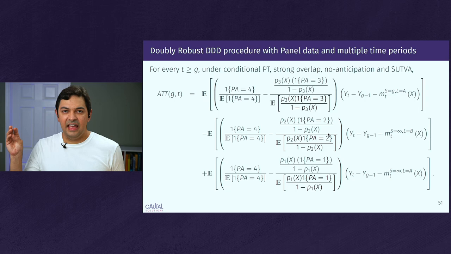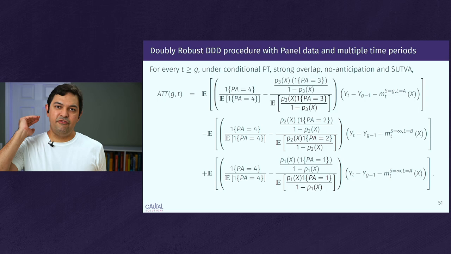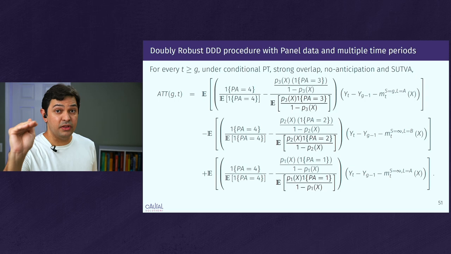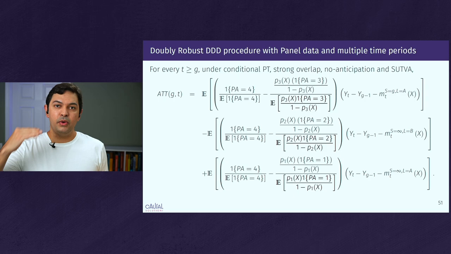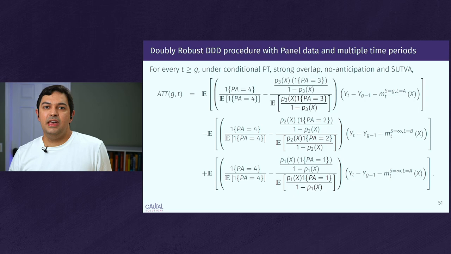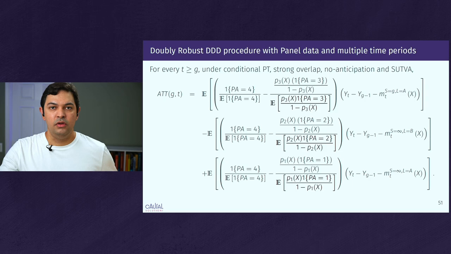Right, I'm going to have three different types of DR DID. I cannot interpret each of these separately as causal under our assumptions, so I'm going to have to do them one by one separately, and combine them. Then this combination is going to give me an estimator for the ATT. That's the gist. That's how we allow for several time periods.